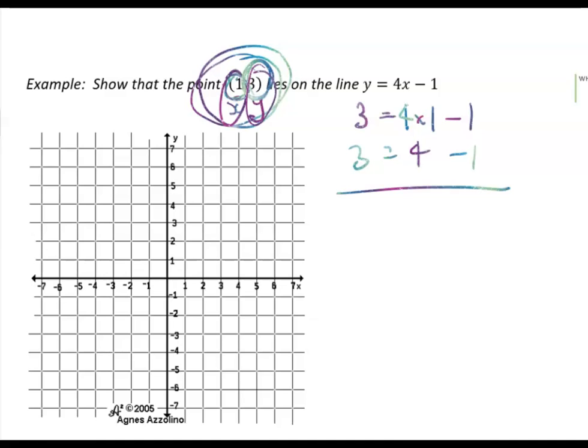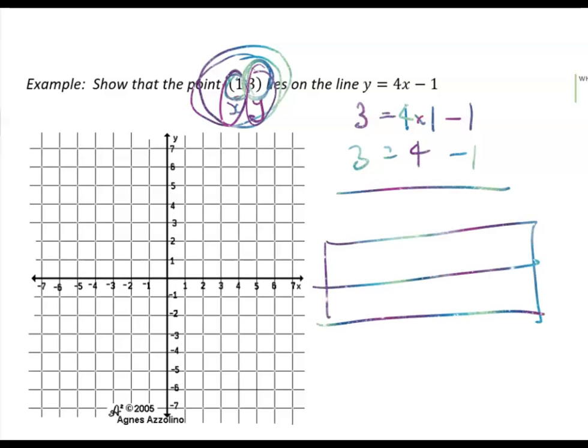Now, I don't expect you guys to do it like that. I think the best way for you now is to practice doing your table of values and plotting the points, and you can go, oh, yep, 1, 3, there it is. It's on the line because my line was going like so.